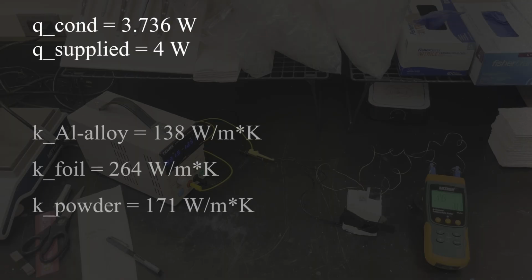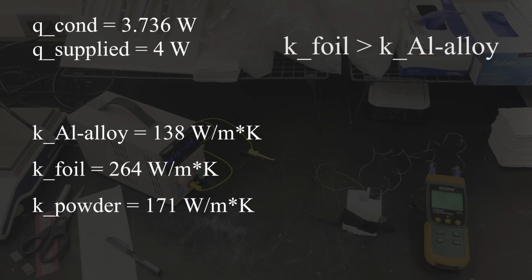Now, reviewing our demo, we found a Q conducted for the aluminum alloy to be 3.736 watts. This is 93.4% of the heat supplied by our heater, which was 4 watts. When we use this Q value to find the conductivities for the aluminum foil and powder, we found interesting comparisons that differ from our prediction for conductivity. The foil had a higher K value than the aluminum metal alloy. This is because alloys typically have a lower conductivity than their pure monometallic counterparts, like the aluminum foil.